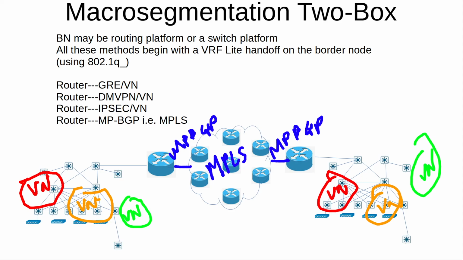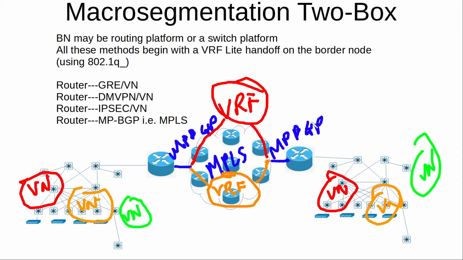So in this case, the provider will configure for you within their MPLS network a red VRF and an orange VRF and a green VRF. So in that way, you could maintain your macro segmentation across your wide area network. That's it.